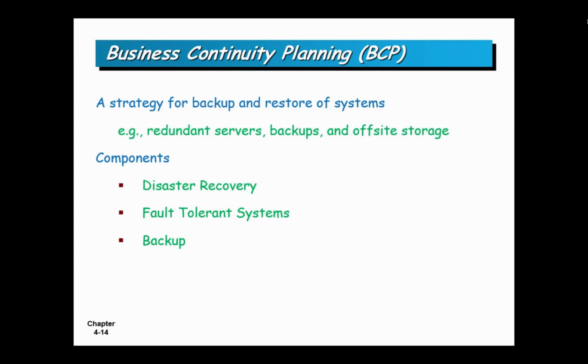Some of the components of a business continuity plan: disaster recovery, that's what I talked about. You want to know what you're going to do when there's a disaster. There are fault-tolerant systems. This is a term we used when we did the networking chapter. Systems that, if there's a smaller problem, how do they find it and fix it? And then backup. Those are the three primary components.